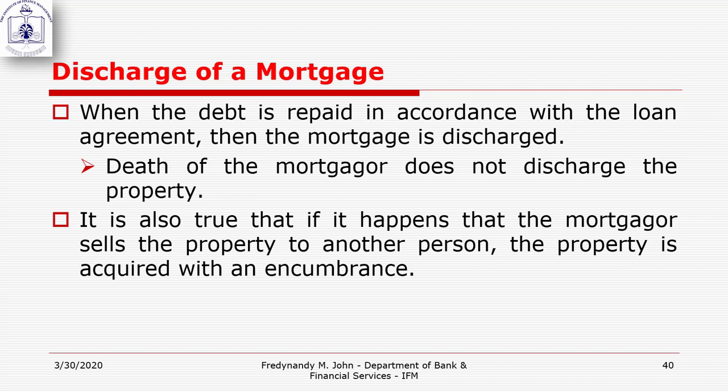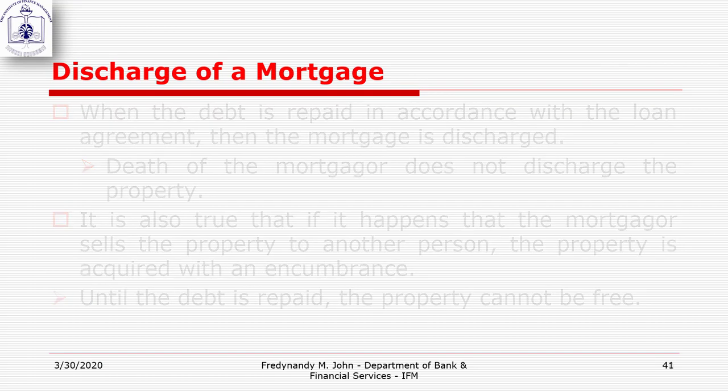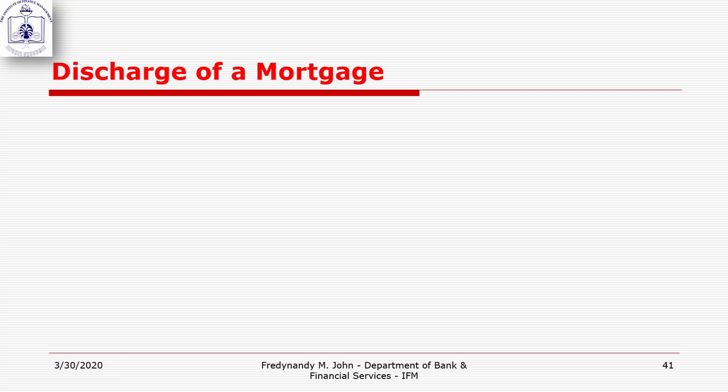Also, if it happens that the mortgagor sells the property to another person, the property is acquired with an encumbrance, and that is to say, this property will never be freed until the debt is fully repaid. However, to prevent this situation from happening, the banker usually will want the mortgagor to deposit the document of title of that particular property to the bank. This will prevent the mortgagor from selling the property behind the back of the bank.